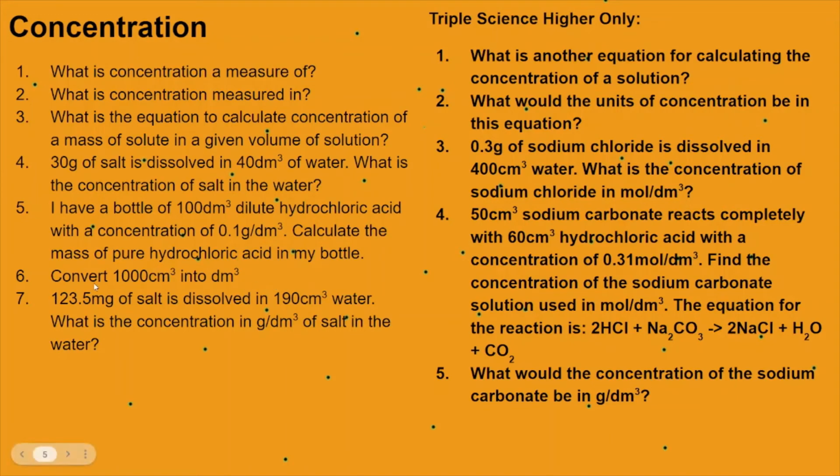We just did this. 1,000 centimeters cubed is 1 decimeter cubed. Really remember that. And then question 7 is a bit harder because you have to convert the units first. So 123.5 milligrams is going to be 0.1235 grams, and 190 centimeters cubed is going to be 0.19 decimeters cubed. And if you put that into the equation, you do mass divided by volume, and you get the concentration of 0.65 grams per decimeter cubed.